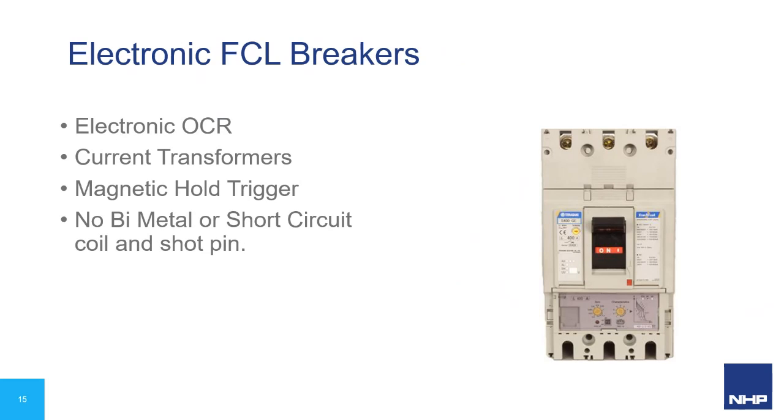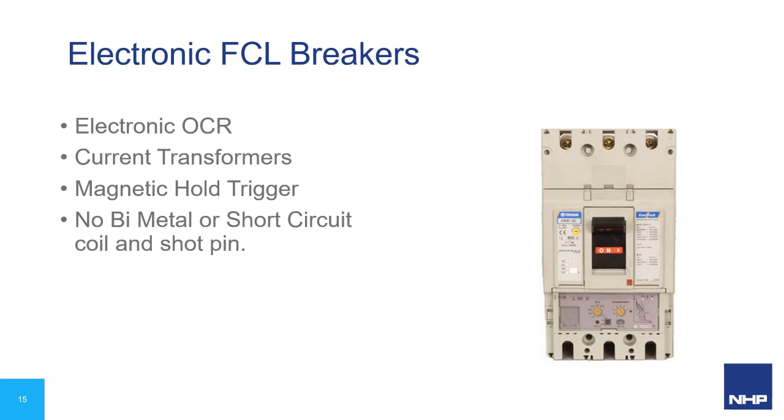Let's have a look at electronic breakers. So electronic breakers essentially have the same contact mechanism as the thermal magnetic types. Now, because of this, their contacts behave in the same way when under high fault situations. So the contact separation limits the let-through and peak currents.